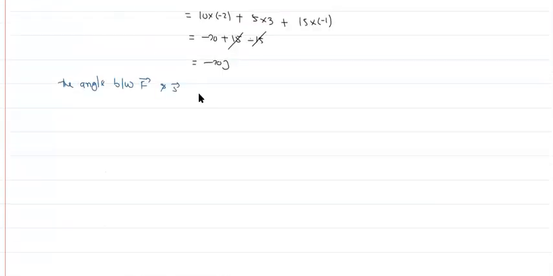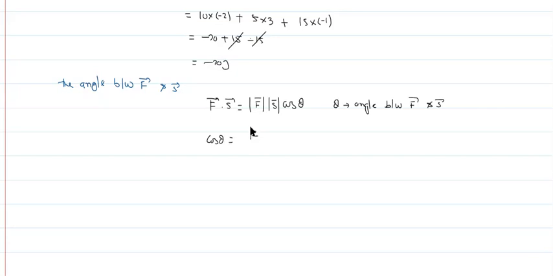So if you want to find the angle between f and s, you can say f dot s is equal to the magnitude of f vector times the magnitude of s vector into cos theta, where theta is the angle between f and s. So cos theta you can write as f dot s divided by the magnitude of f vector into the magnitude of s vector.